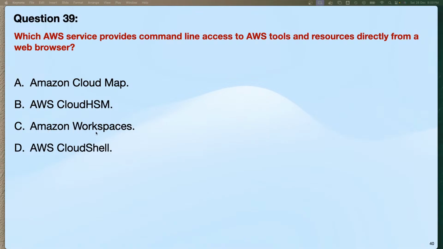Amazon Workspaces, just to evaluate the other options so that you will learn about them. Amazon Workspaces is meant for when you want your organization or anybody to have multiple virtual machines. VDA is for the dev team, QA team to have. So that's called Amazon Workspaces. Cloud HSM is for key management, okay, for encrypting, decrypting the data. It is not for command line access. Cloud Map, there is no service like that, so it's irrelevant. So AWS Cloud Shell, remember, okay, 39 Cloud Shell.